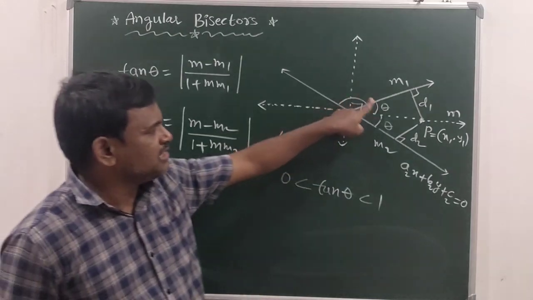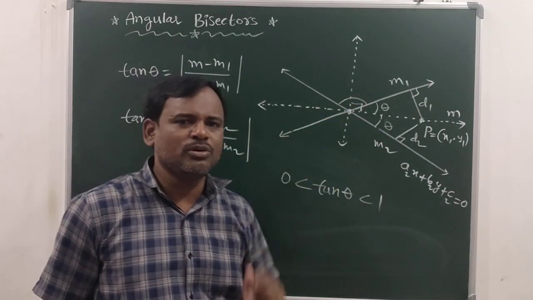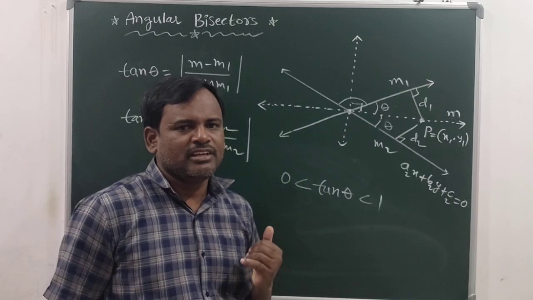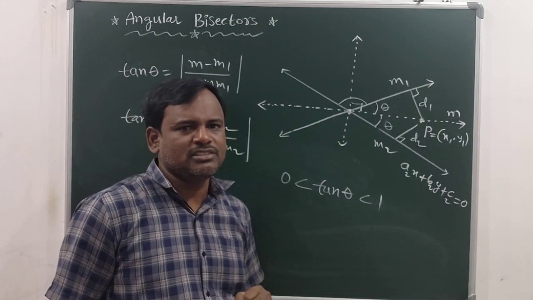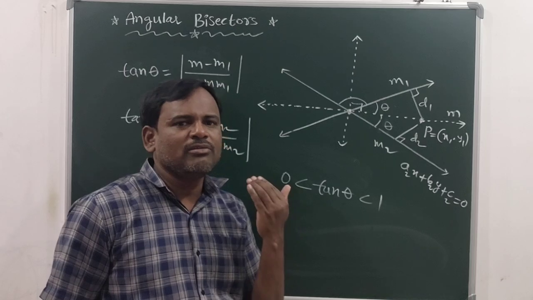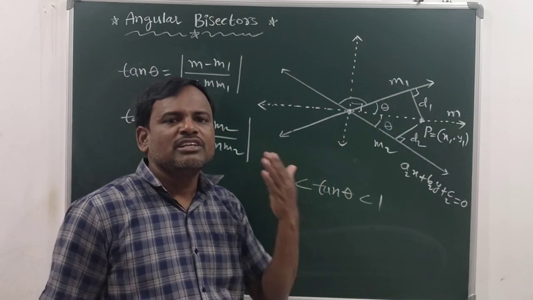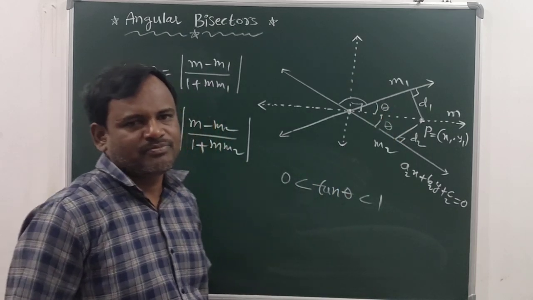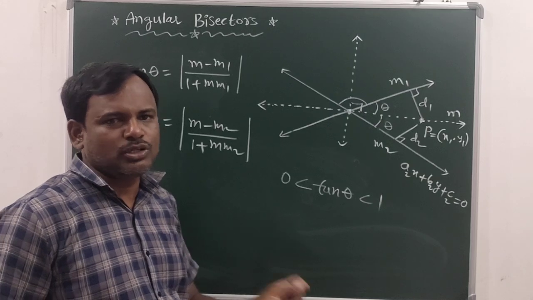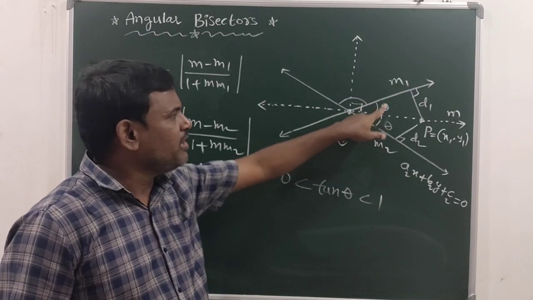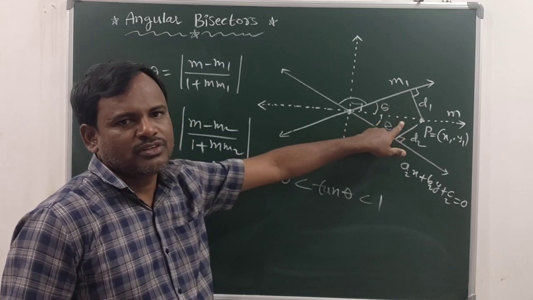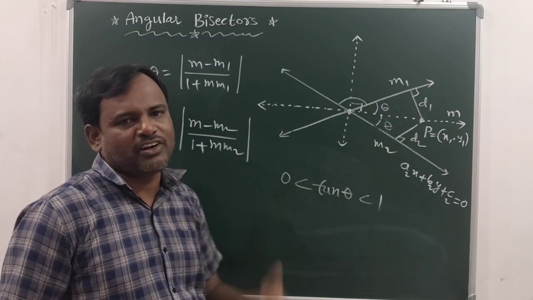You know students, if it is an acute angle, which means that 0 to 90. If you divide the 0 to 90 angle into two equal parts, then each angle will be smaller than 45. Acute angle means 0 to 90. So divide this complete angle into two equal halves, so that each one will be smaller than 45.